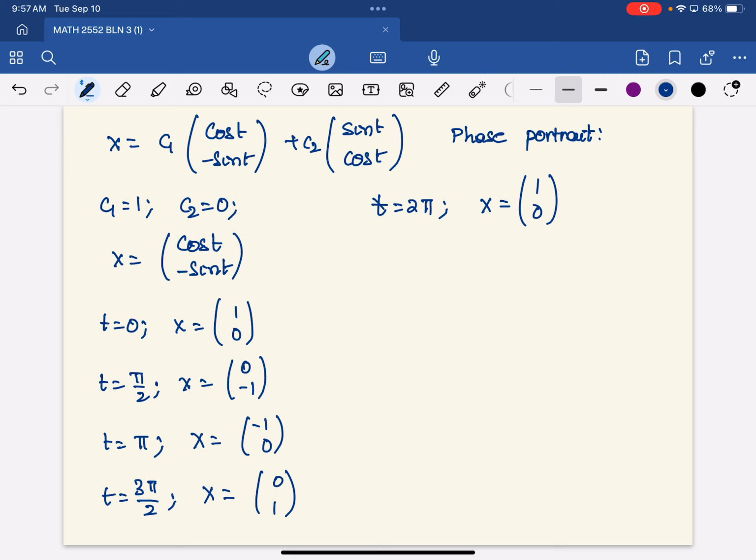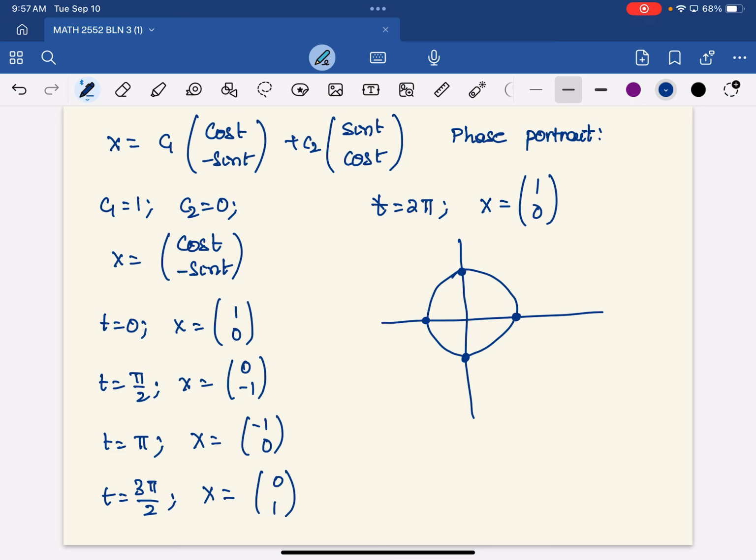So now if I'm sketching it, the rough sketch would look like this: at t equals 0, my vector is here. At t equals pi over 2, my vector is here. At t equals pi, my vector is here. At t equals 3 pi over 2, my vector is here. So my vector is really going in a closed loop around the critical point.